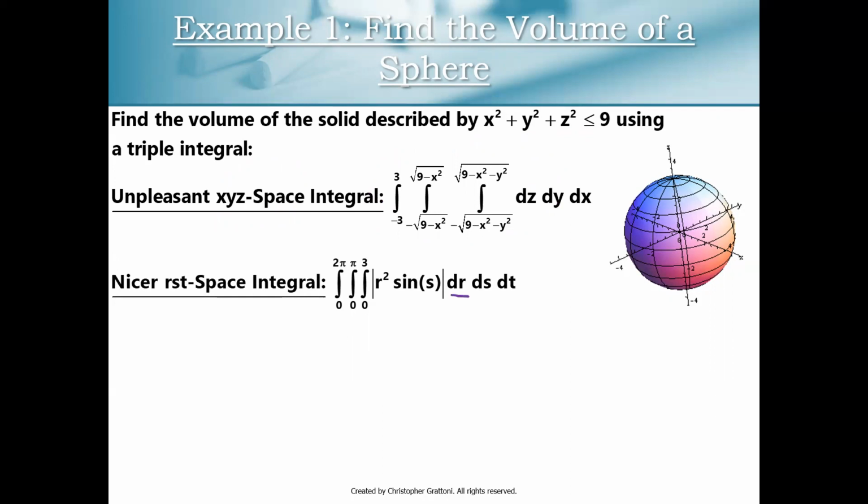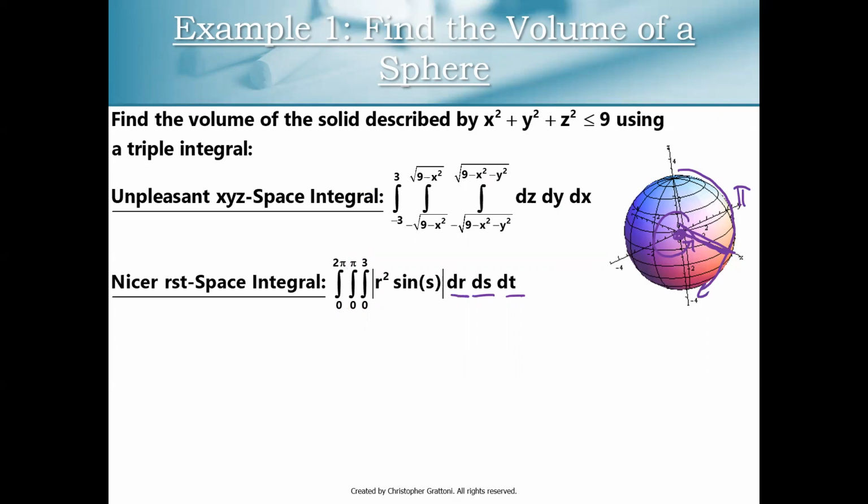So now we know that r goes from 0 to 3 because it's a sphere of radius 3. So we want to integrate all the way from r equals 0 out to r equals 3. And then s and t, these need to be remembered here. If we're integrating over an entire sphere, s needs to go from 0 to pi, and t gets a full rotation on the xy plane of 0 to 2 pi. So those are our limits of integration.